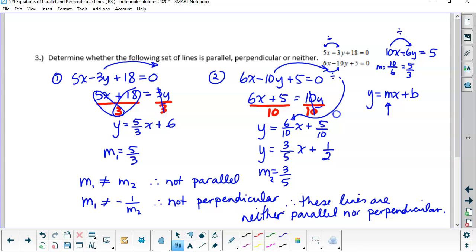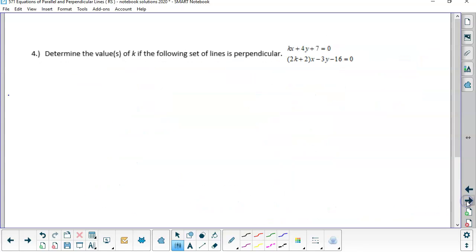Basically for negative reciprocals, it's switching the coefficients. So the x coefficient would become the y, the y becomes the x, and opposite sign. So we'll take a look at that in the next questions. Okay, so here, now we have two equations. They're in general form, but we don't know what the coefficient of x is. Okay, so the coefficient of x is k there, it's 2k plus 2. And we're told that they are perpendicular.